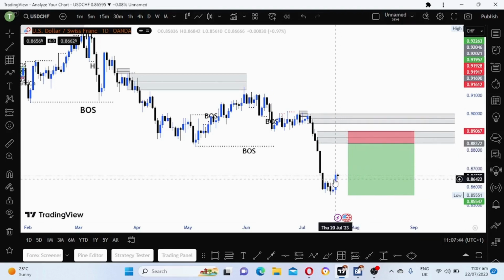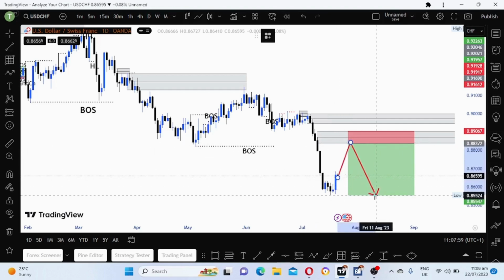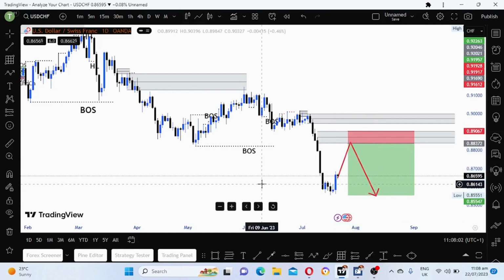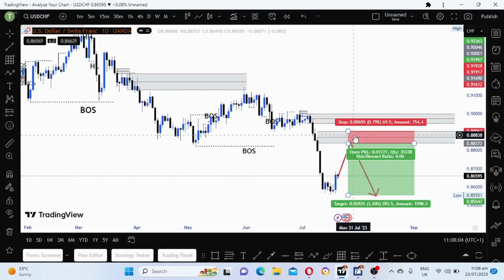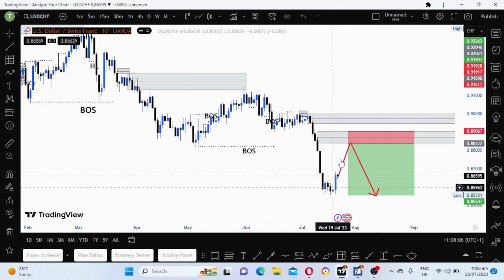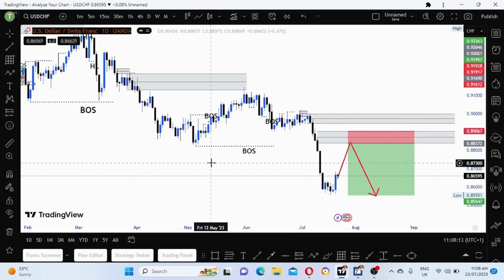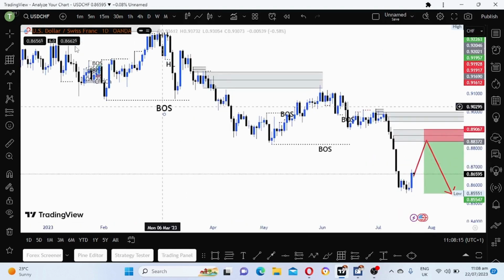We don't know where that lower high will be, but we must just watch what price is going to do. As I know, price will just go up and then reverse at this supply zone. Or if it breaks this supply zone, we will expect a reversal at this second supply zone. So that's my view on USDCHF, guys.